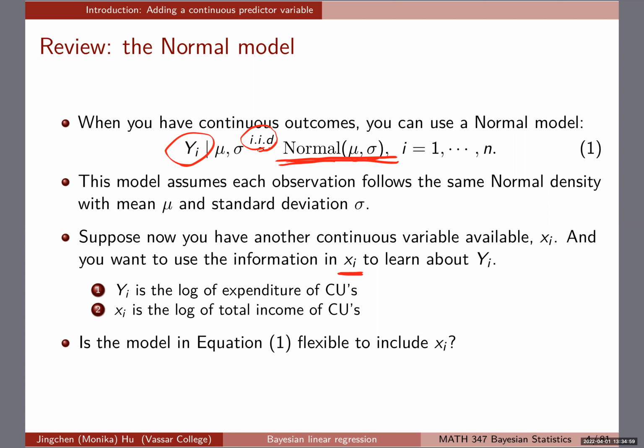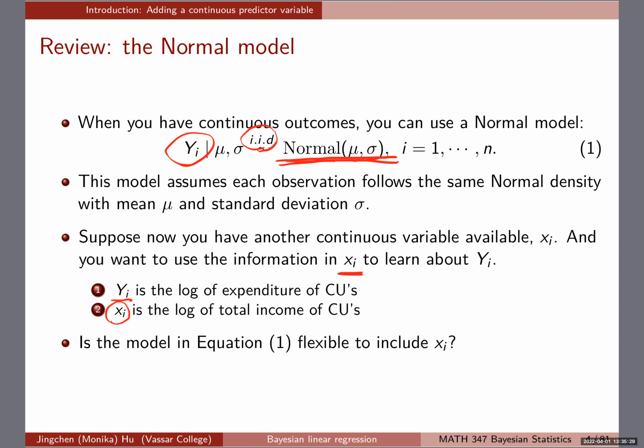So if we go back to the CE sample that we're kind of familiar with, let's just say yi is the log of the expenditure, which we worked with before. And now we're introducing this xi to be the log of the total income. So pretty much, I still want to learn about the log expenditure of the consumer units in my sample. But instead of using a normal model, I'm trying to introduce and use the information that is contained in total income to model and predict the expenditure of the observation.